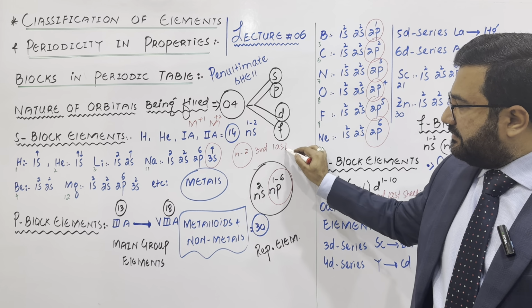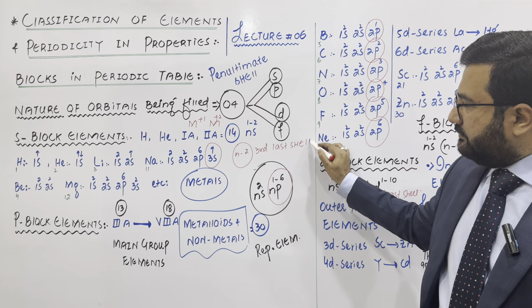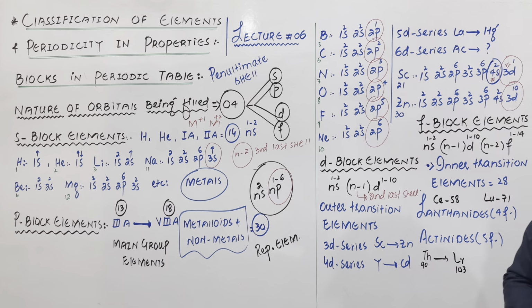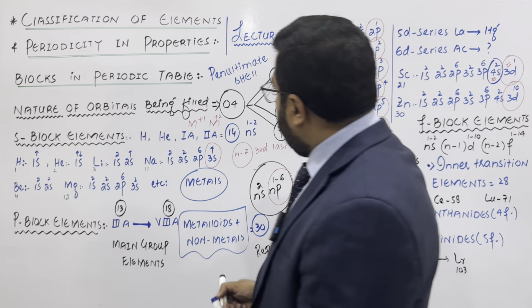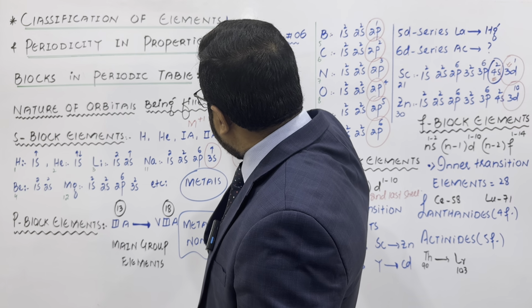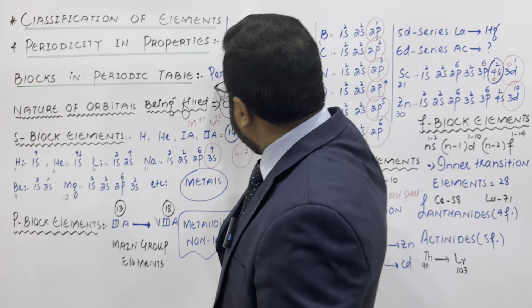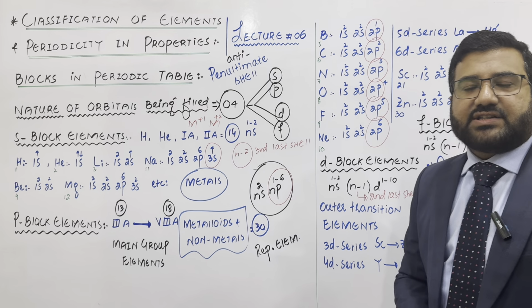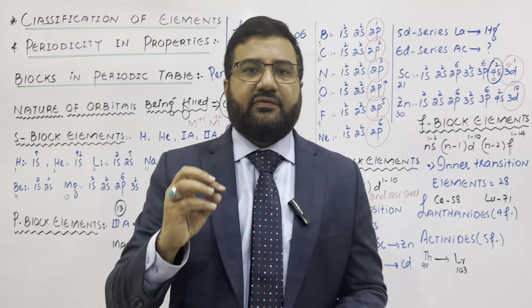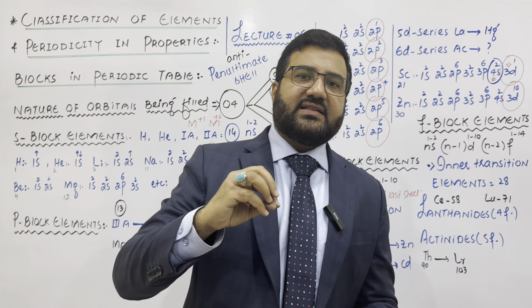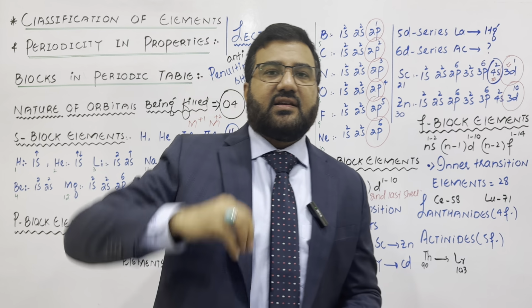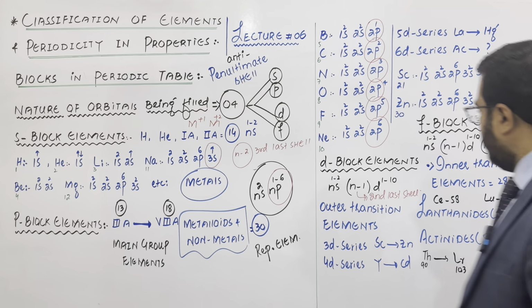the third last shell. And this third last shell will be called the anti-penultimate shell. The last occupied shell is called the valence shell. The second last is called the penultimate shell, and the third last is called the anti-penultimate shell.